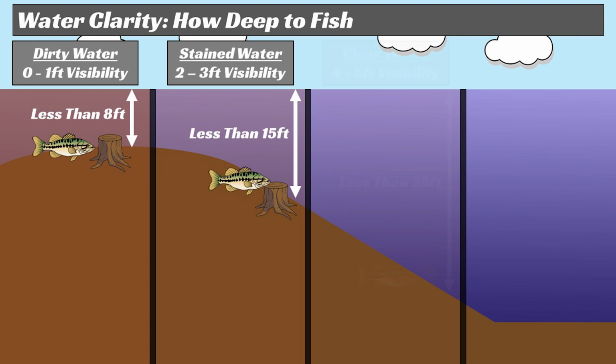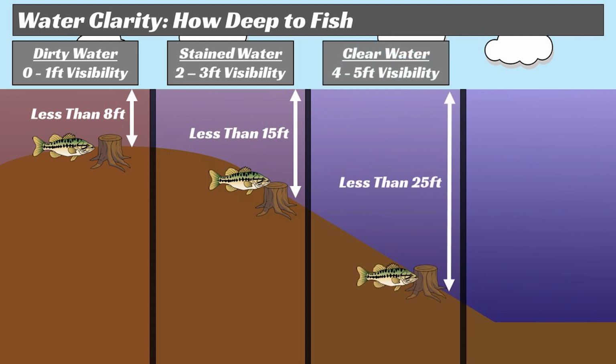Then you have clear water, 4 to 5 feet of visibility, where you don't want to fish any deeper than 25 feet of water. Again, these are just general guidelines that I've established over the years for myself. There are times when I've caught fish deeper than these maximum depths in all of these water visibilities, but that's definitely the exception to the rule. I would say 80 to 90% of the time, these guidelines will work.